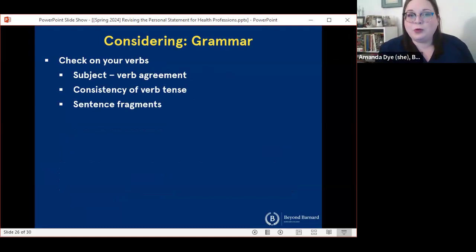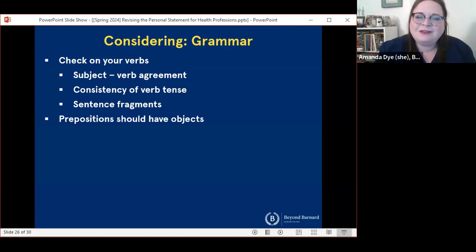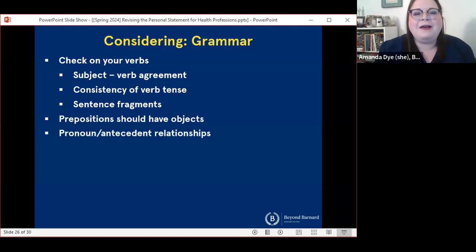This is definitely important within the revision process, because as you're making cuts and changing things around, you may delete something accidentally, or find that, oh, I made a cut and now this sentence doesn't make as much sense as it used to. You want to pay attention to your prepositions, which should have objects.